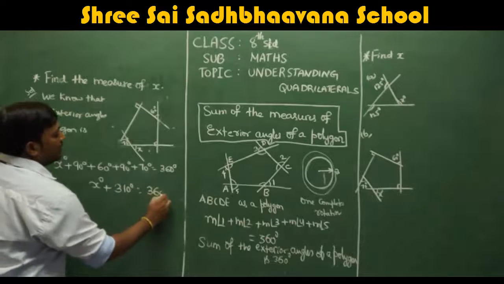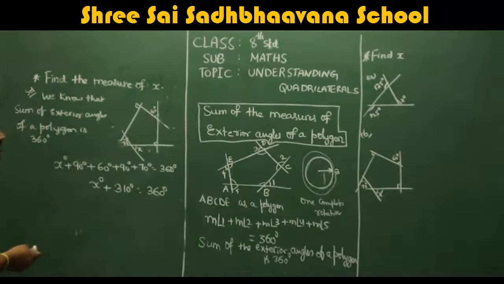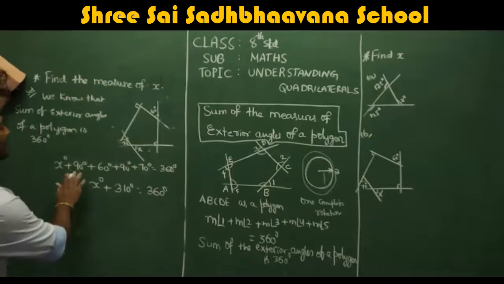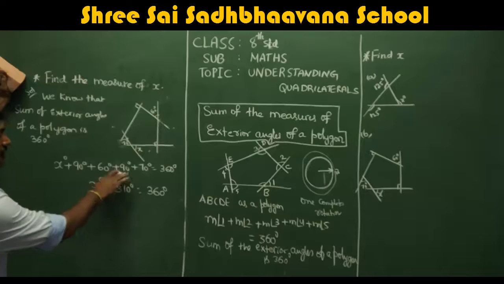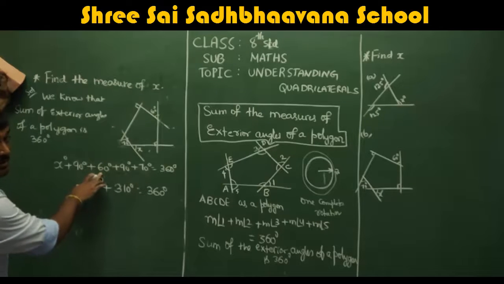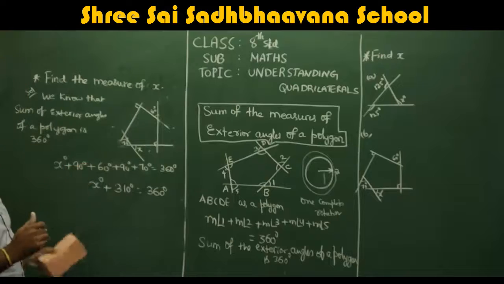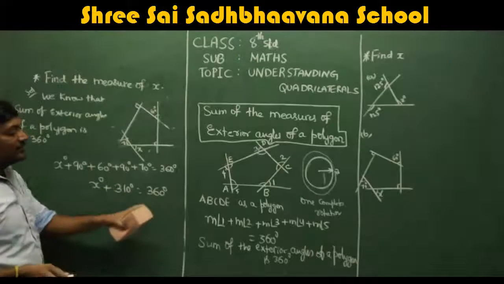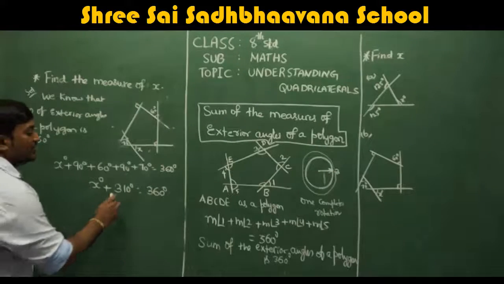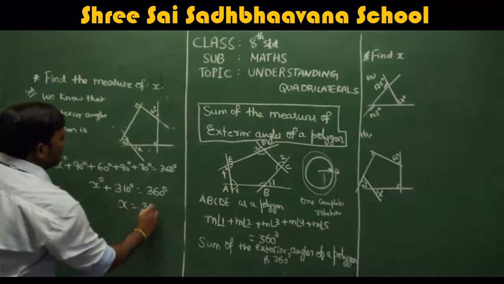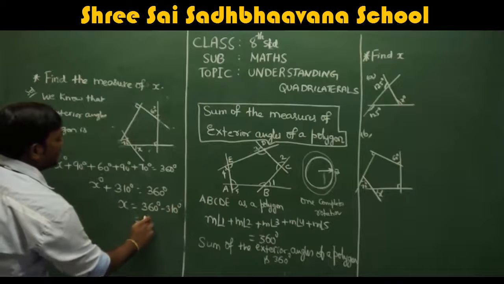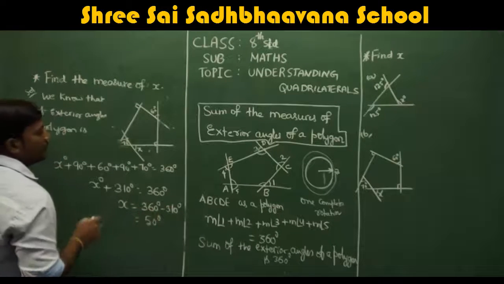Don't think I am doing addition faster. It is simple addition, and that's the reason I am doing it like that. So 90 plus 90 is 180, 180 plus 60 is 240, 240 plus 70 is 310. So x degrees plus 310 degrees is equal to 360 degrees. So x is equal to 360 degrees minus 310, which is 50 degrees.